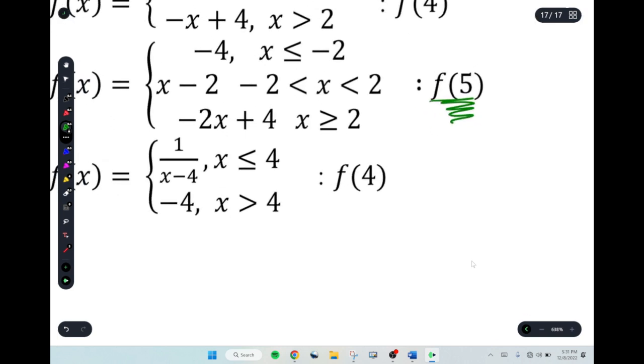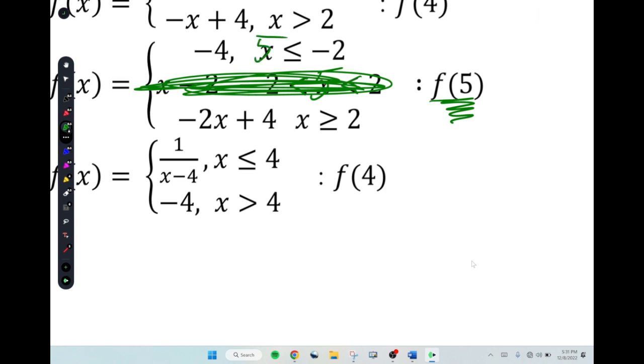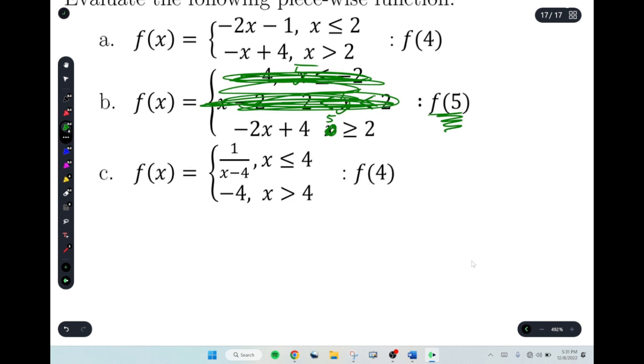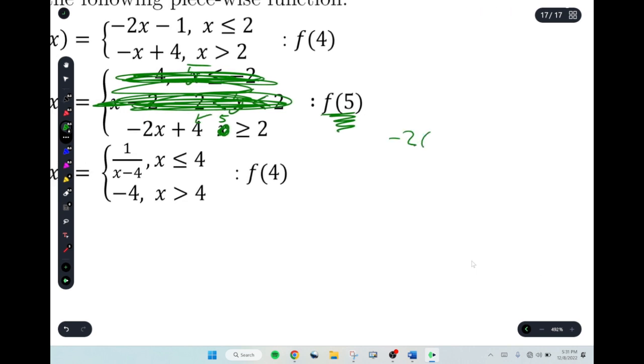Which one of these makes sense for 5? Is 5 in between negative 2 and 2? Then I'm crossing the whole thing out. I don't even want to be tempted by it. Is 5 smaller than negative 2? Cross the whole thing out. I don't even want to be tempted by it. Is 5 bigger than? Heck yeah, so you just keep going, then you plug it in. Negative 2, brackets 5, plus 4 equals negative 6.